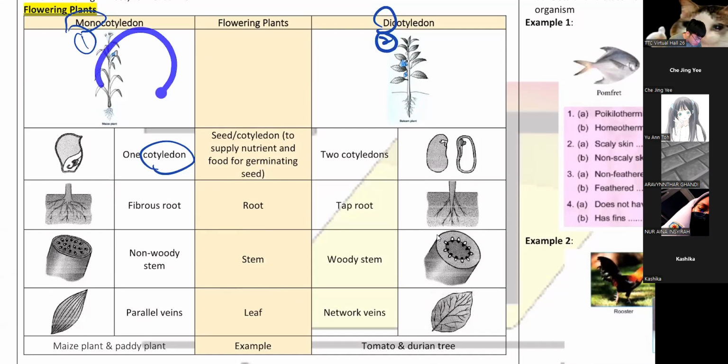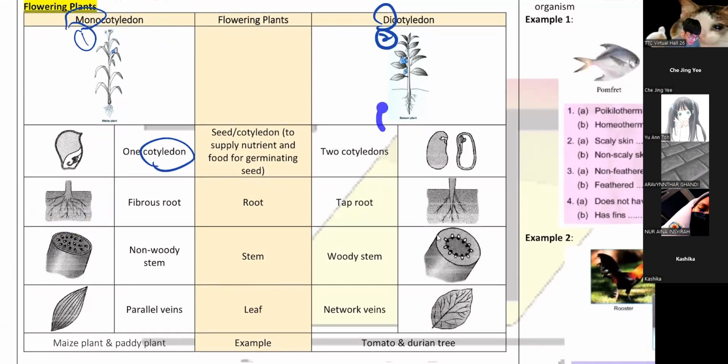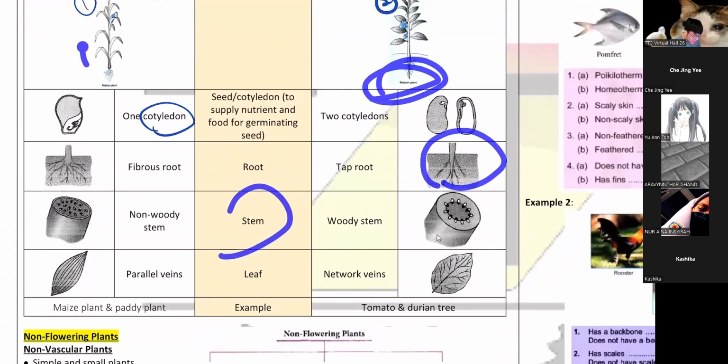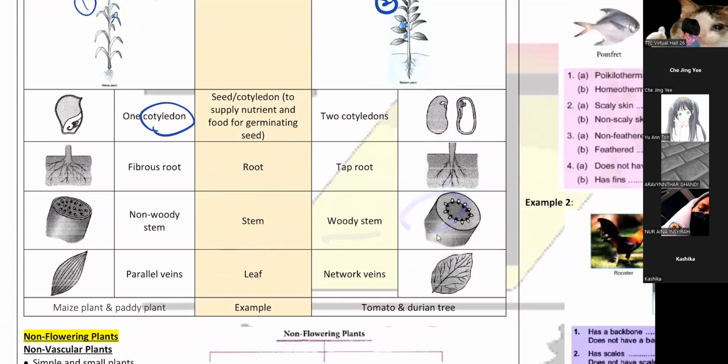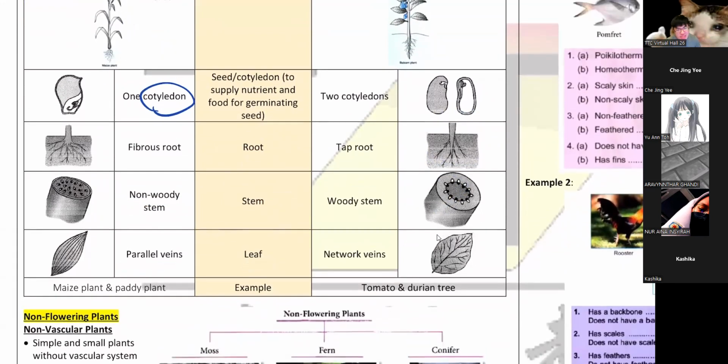Okay, think of this as your jagung, maize. Jagung is fibrous, right? Serabut, right? And your balsam plant, this is taproot, akar tunjang. And then for the stem, the batang, mostly jagung is non-woody. Tak berkayu, and this is berkayu. Okay, and then the leaf, jagung one is parallel, urat selari, and this is urat jejala, network vein.